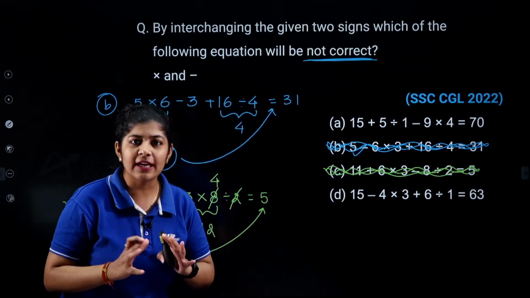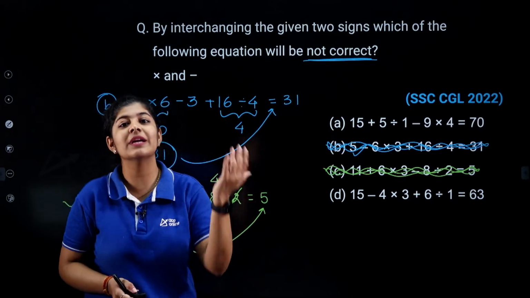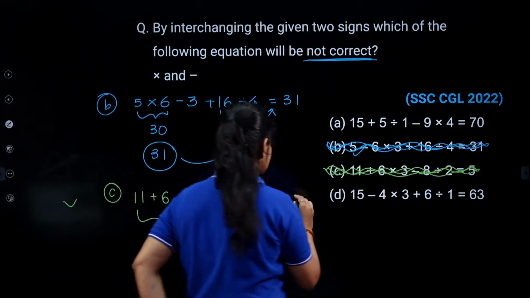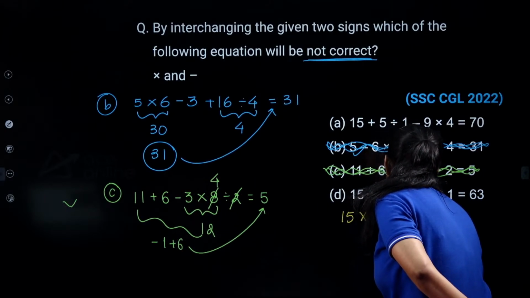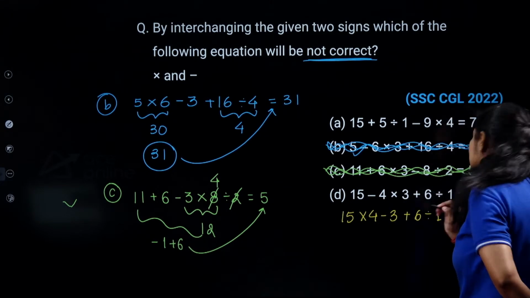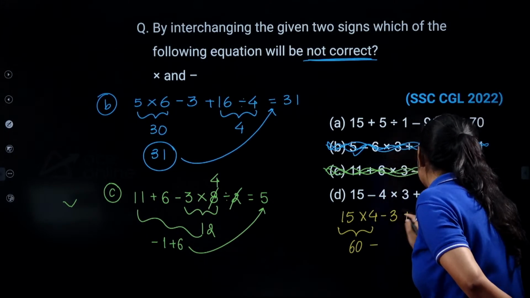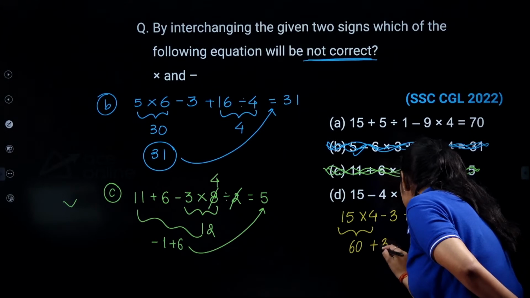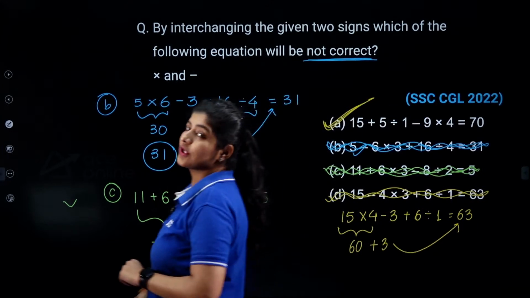We are just cross checking our answer. We already have our answer as option number A, but we are just rechecking it. The last option, option number D. So here I am directly solving it. 15 into 4 minus 3 plus 6 divided by 1. We need to check whether it is equals to 63 or not. So here we are getting 60 minus 6 minus 3 plus 6. So basically we are getting plus 3 and we are getting 63. So this option is also eliminated and the correct answer over here is option number A.